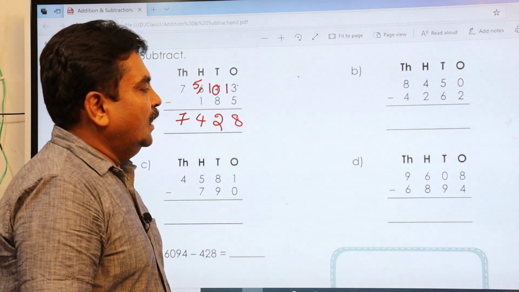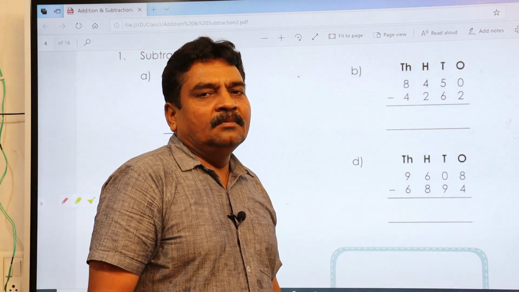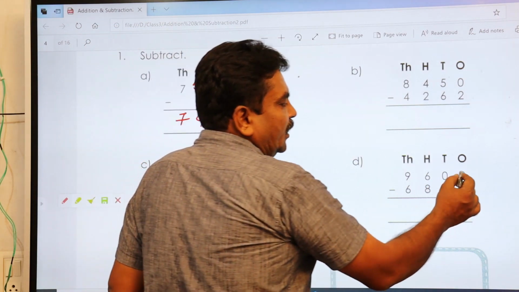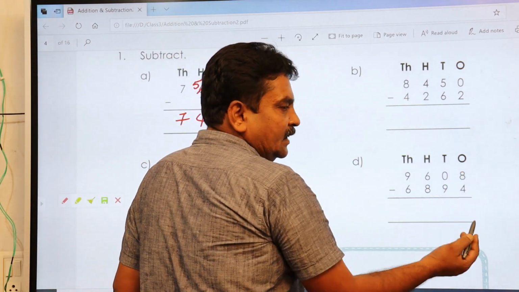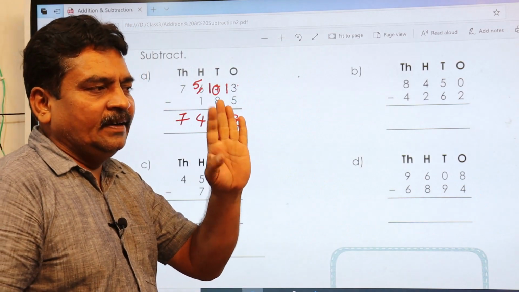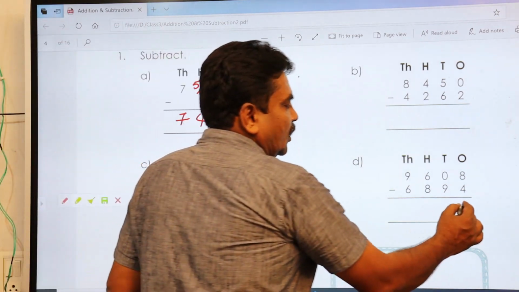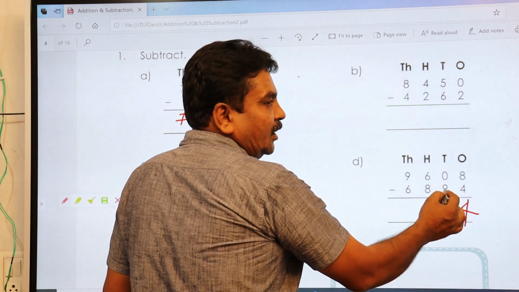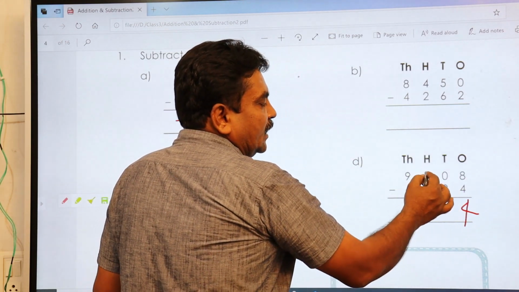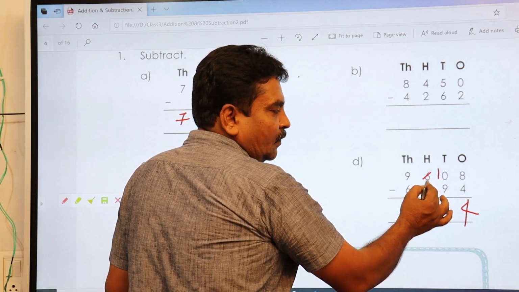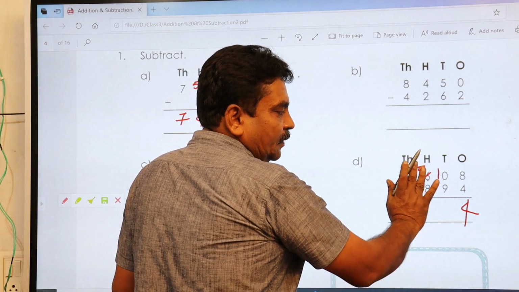In that way, I'll just do even problem D. Let's see. Here you have 8 and here 4. Very simple. From 8 you have to remove 4. So after 4: 5, 6, 7, 8. How many are there? 4. So write down 4 here. And here is 0 and 9. You cannot remove 9 from 0. In that case you have to carry one number from here. When you remove one from 6, it will become 5. Keep it as it is.